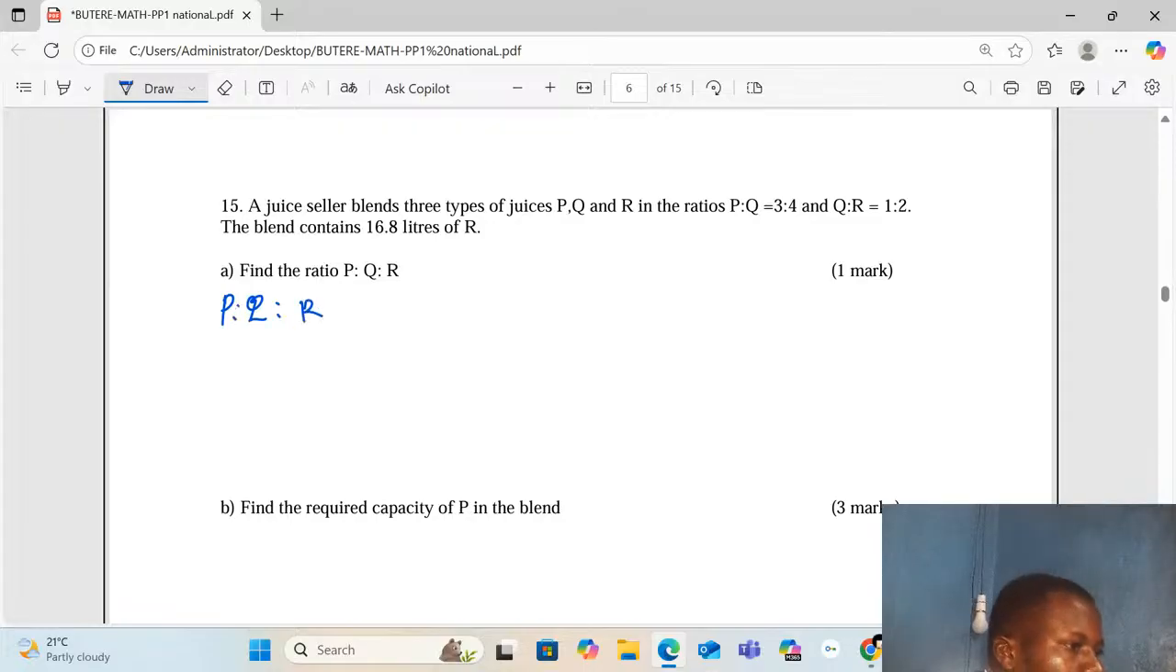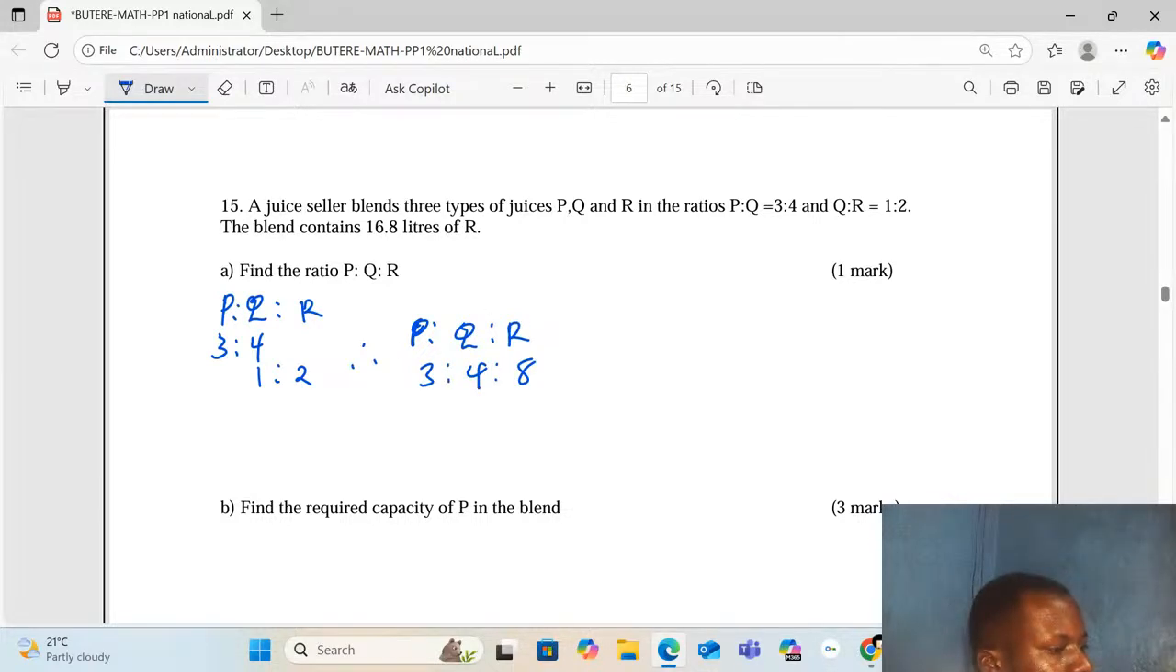R. P to Q is 3 to 4, and Q to R is 1 to 2. Therefore, our P to Q to R now is going to be 3 to 4, and that one now becomes 8. So this is now our new ratio. The ratio of the mixture is 3 to 4 to 8. So this is the ratio at which he's going to blend that juice.